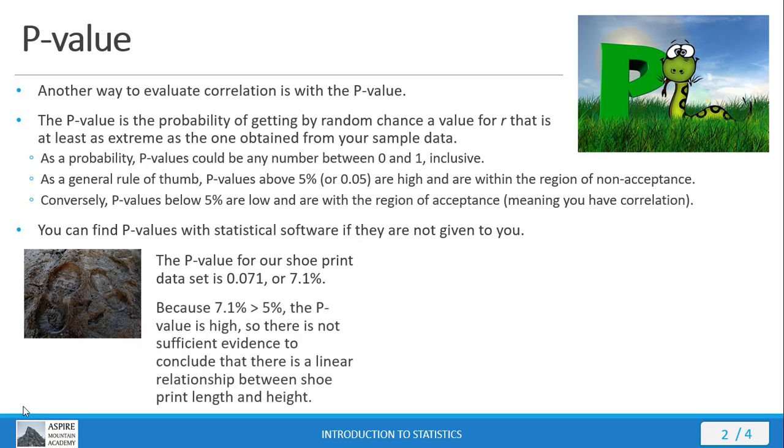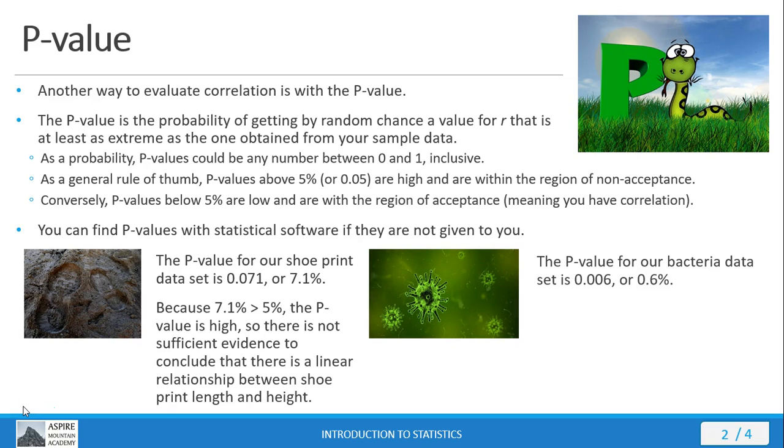Because 7.1% is greater than 5%, we have a p-value that's considered to be high, and so in a region of non-acceptance. We then conclude there is not sufficient evidence to support the claim of linear correlation between shoe print length and height. We can use the same procedure on any other data set.